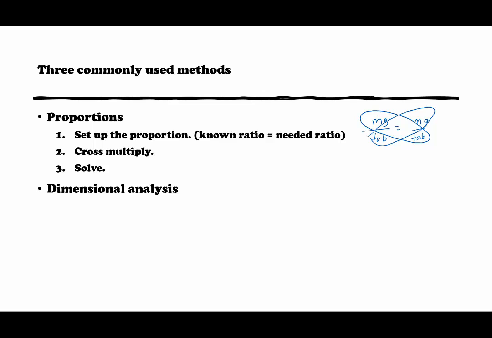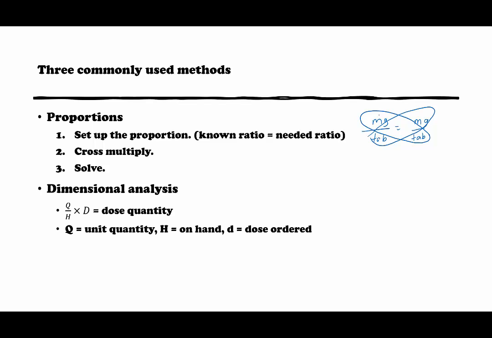Another method is dimensional analysis. With dimensional analysis, we take the unit quantity divided by what's on hand, multiplied by the dose ordered to determine the dose quantity or the tablet quantity. When we do dimensional analysis, we should make sure that the units cancel. So if we have milligrams over tablets times milligrams, we have a problem, right? This is not going to work. This will not tell us anything.